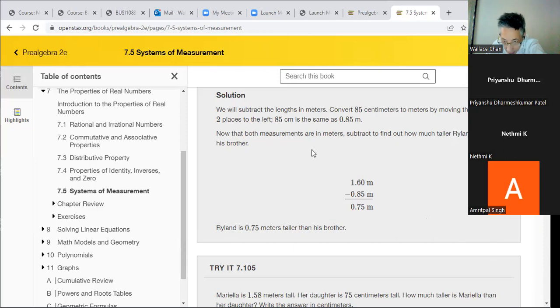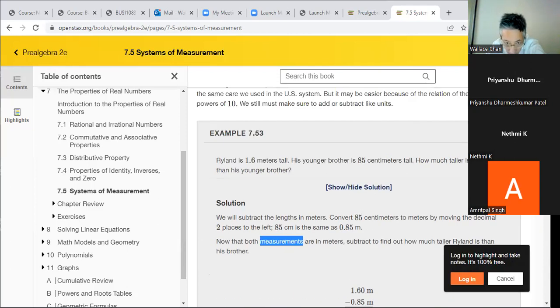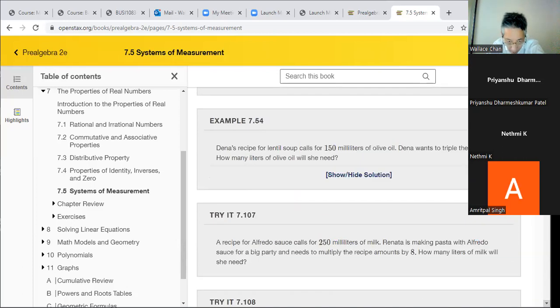Yeah. Oh, but it says here now both. Sorry. Both measurements are in meters. No, I'm just trying to get back to the question. Yeah, it doesn't matter. Your answer can be centimeter or meter, right? Because it doesn't say which unit you need to use.